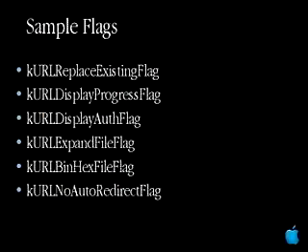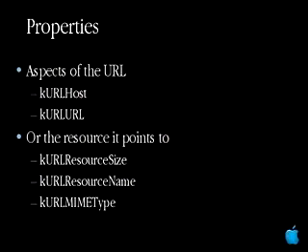Display authentication flag is how you indicate you want an authentication dialog. Expand file flag says, after the file is downloaded, please do everything you can to decode it for me. Binhex file flag says, before the file is uploaded, if the file has a resource fork and it's not of type text, please binhex it for me. And finally, the no auto redirect flag. If the HTTP site does redirect you and you don't want that redirect followed, then you can set this flag and it won't be. Now let's talk about properties.